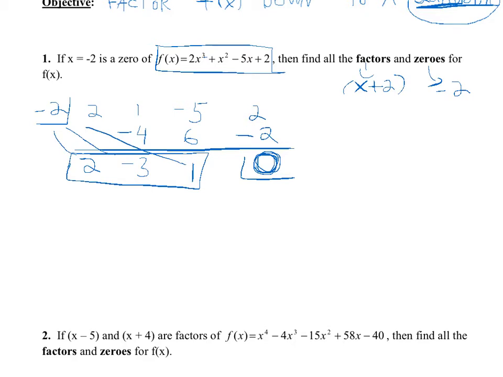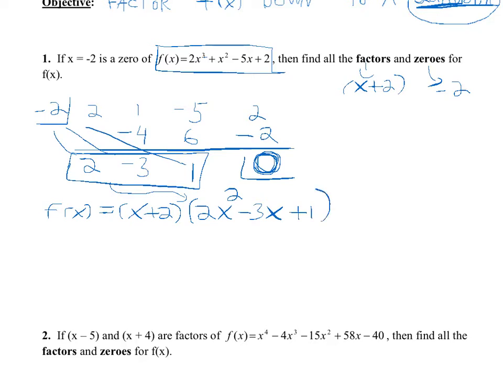Now, this is like you're dividing f of x by x plus 2, which is the factor. So now, this is what I know of f of x so far. I've proven that x plus 2 is a factor. And then this is a quadratic, which I'm going to put right here. This is 2x squared minus 3x plus 1. So this is the objective. I got this down to a quadratic.